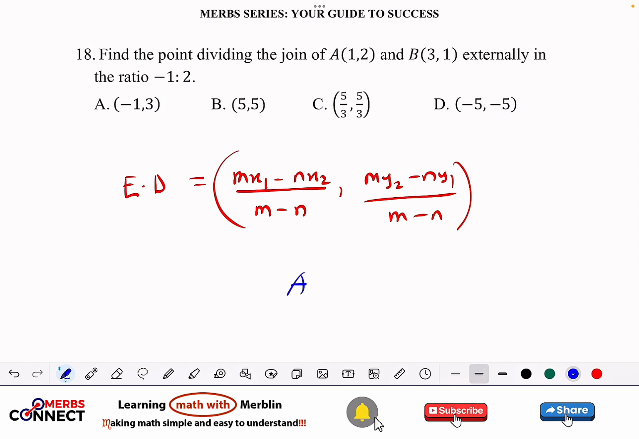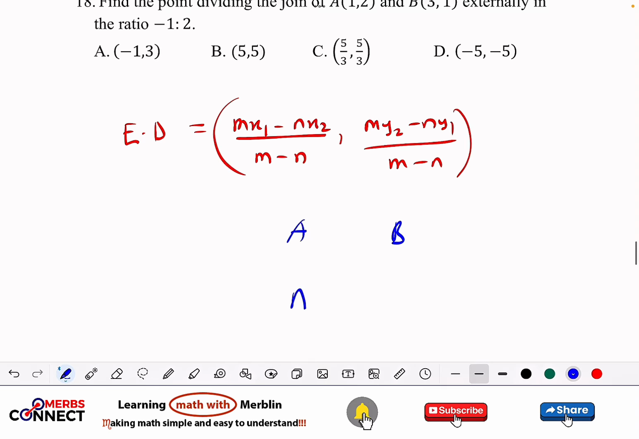Now I pick my A, I pick my B. Remember, n is to m. So it means that this is 1, this is 2. Now I'm not picking minus 1. This minus 1 is just telling me that it is what? It is externally, if it's not given. So I'm not going to use the minus 1.